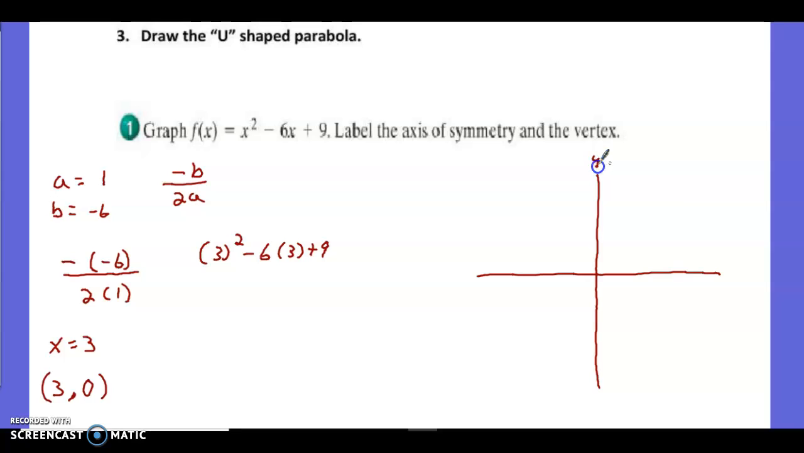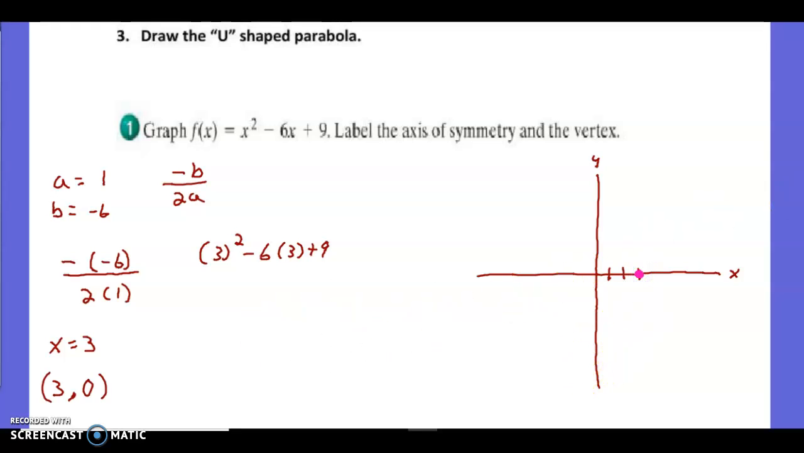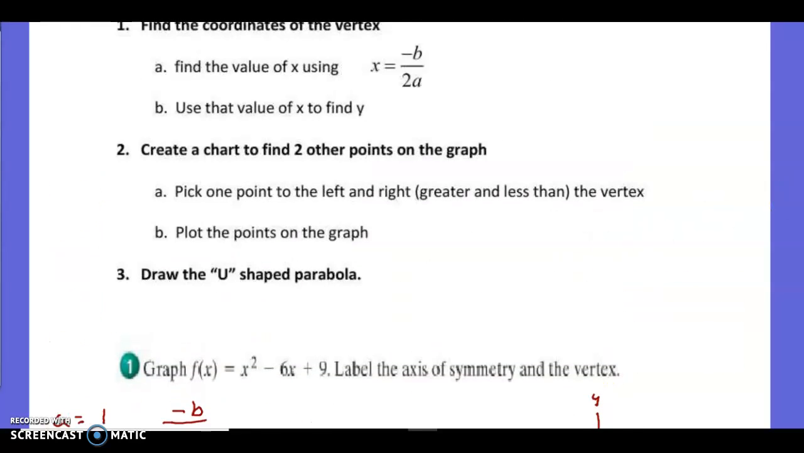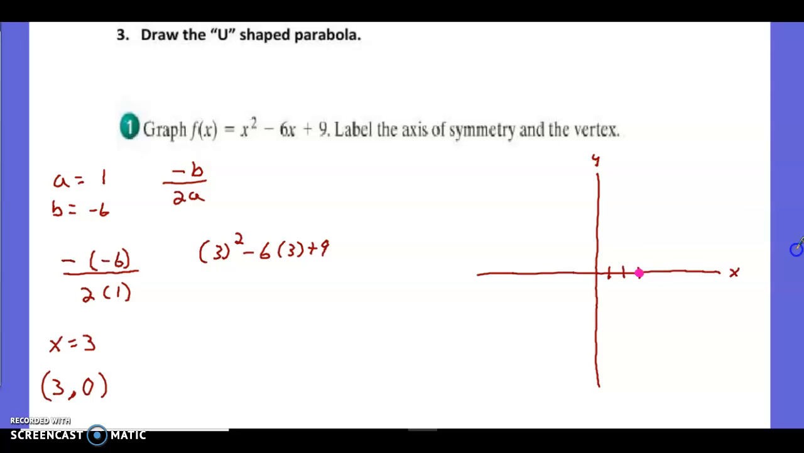This is my y-axis, my x-axis. And I'm going to plot this point. Remember, these are our x's and these are our y's. So 3 for our x and 0 for our y puts it right at this point right here. All right, so we essentially just did this first step. We found the vertex and we plotted it. Now we're going to find a point to the right and left.